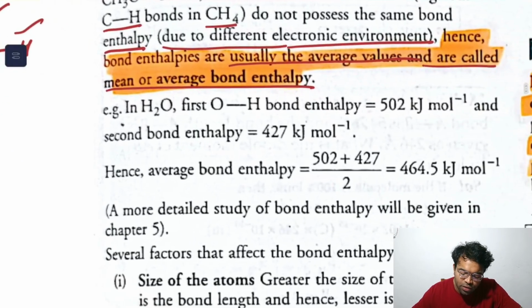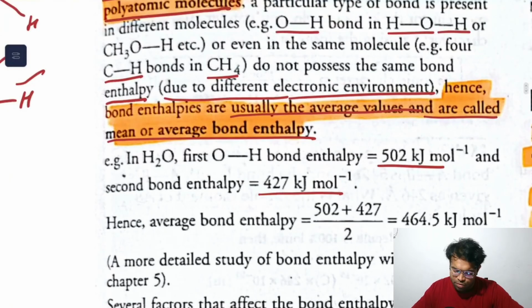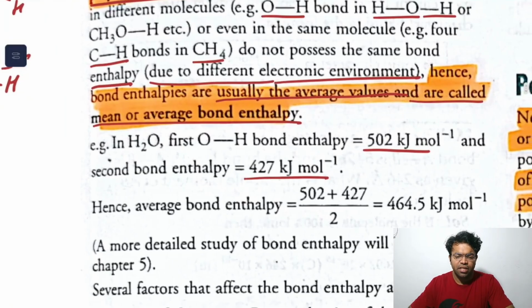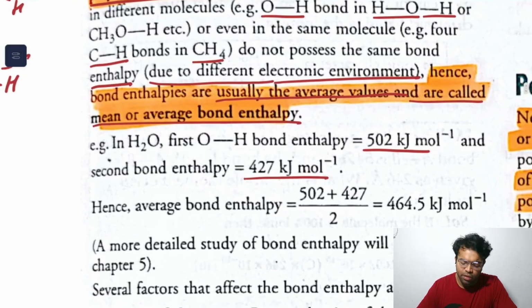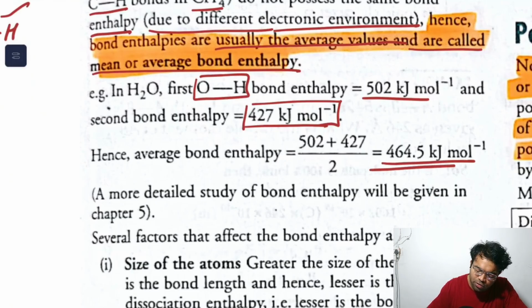In H2O, the first O-H bond enthalpy is 502 kilojoules per mole, and the second bond enthalpy is 427 kilojoules per mole. Once again, I'm so sorry about this, I was thinking about the ionization enthalpies. Okay, here what is happening is the first O-H bond is stronger compared to the second O-H bond. Hence the average bond enthalpy is (502 plus 427) upon 2, you get this value. This becomes the average bond enthalpy. Okay, I was thinking about electrons. I'm so sorry about that.